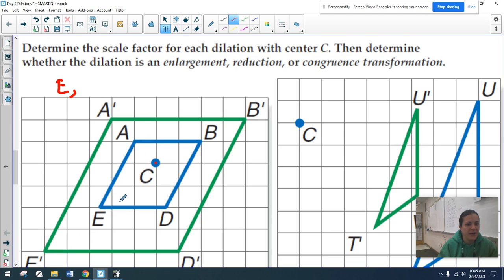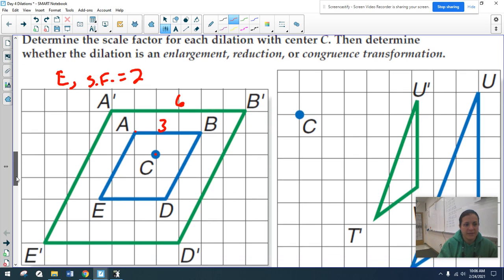Okay, so same thing here. Find horizontal and vertical lines. Those are way easier. 1, 2, 3. 1, 2, 3, 4, 5, 6. Make sure that the prime is on top. So 6 over 3, which is a scale factor of 2.